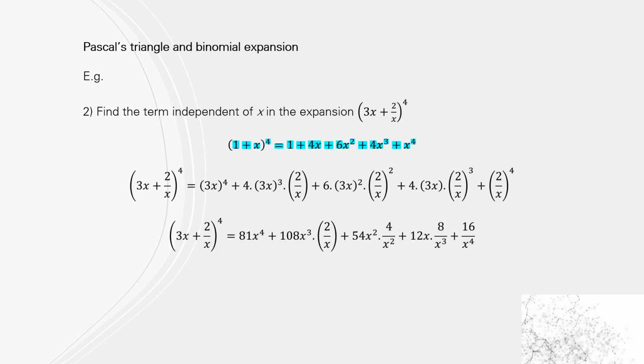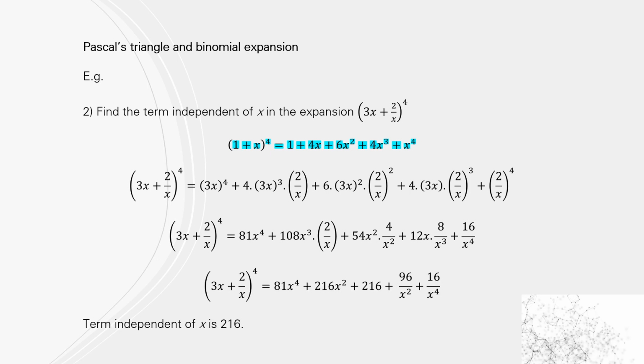And so you get 81x to the 4 plus 108x cubed, lots of 2x, plus 54x squared times 4 over x squared, plus 12x lots of 8x cubed, plus 16 over x to the 4. Simplifying that, you get 81x to the 4, plus 216x squared, plus 216, plus 96 over x squared, plus 16 over x to the 4. And therefore the term that's independent of x is 216.